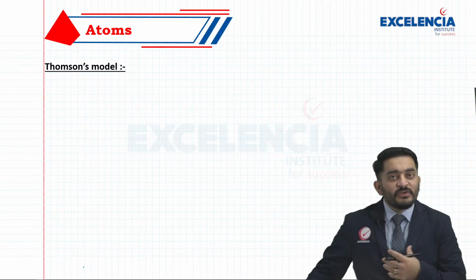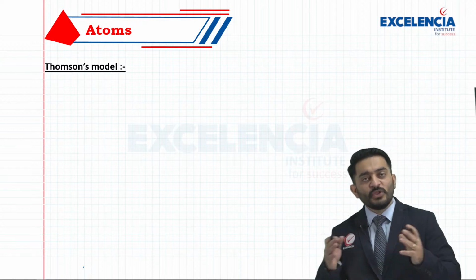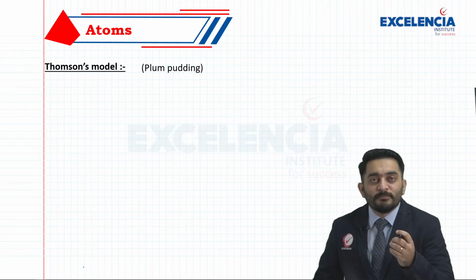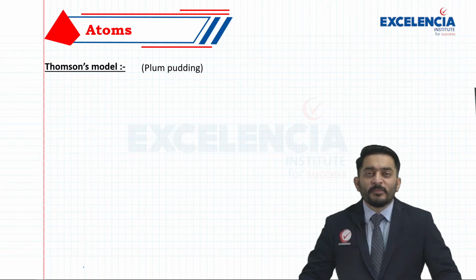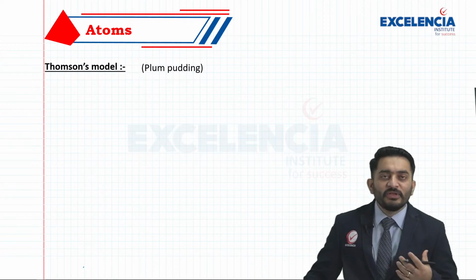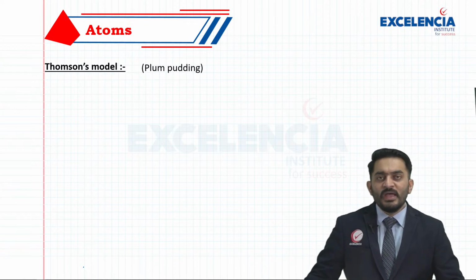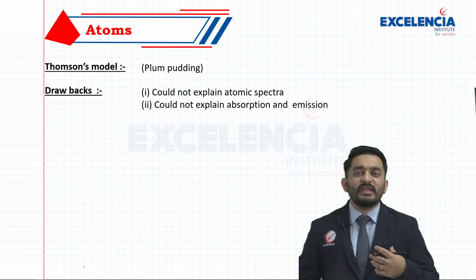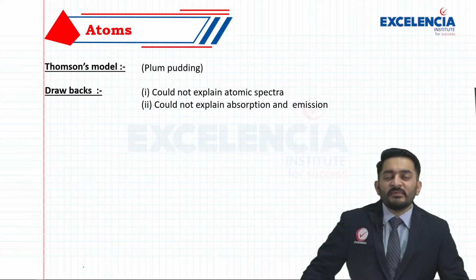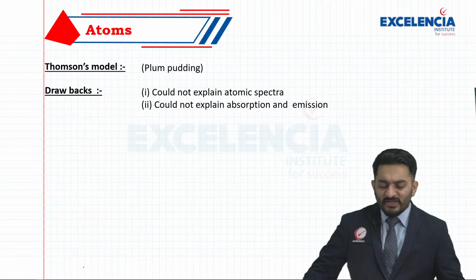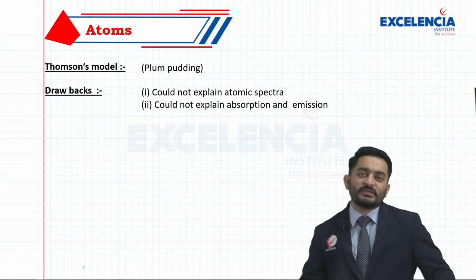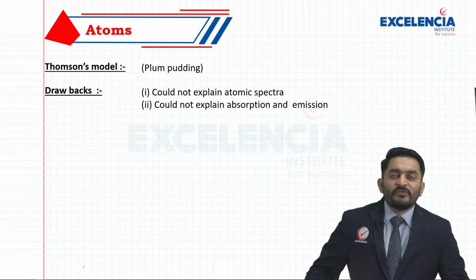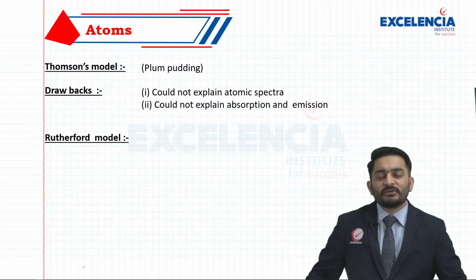Now our very first model is the Thomson model, and I hope most of you remember the Thomson model as the plum pudding model, because here we don't talk about the nucleus. The nucleus is something which is missing here, and there are a lot of drawbacks in this theory, which we understand by saying that it could not explain the atomic spectra, and at the same time it could not explain absorption and emission. So the very first theory proposed for atomic structure was not able to explain a lot of things related to the atom.